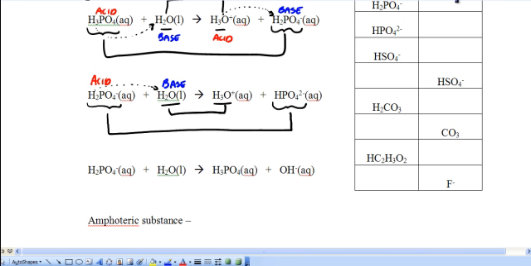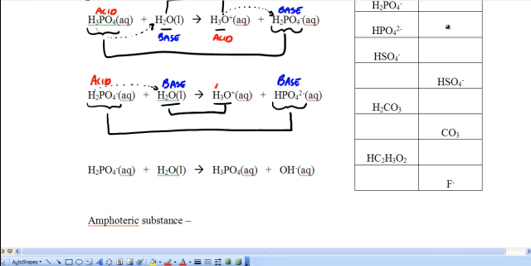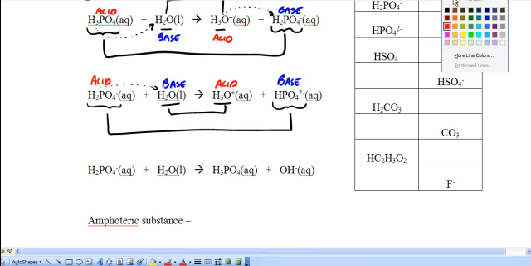If H2PO4 is the acid, the conjugate base would have one less proton and one less positive charge that goes along with that. So the HPO4 2 minus must be its conjugate base. And once again, with water behaving as a base, this must be its conjugate acid. Alright?